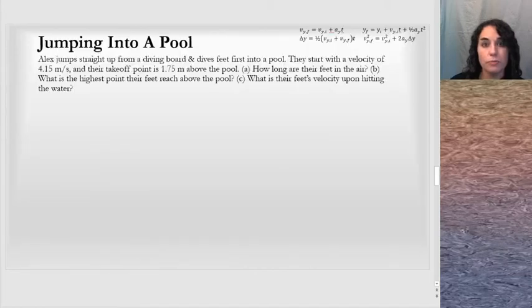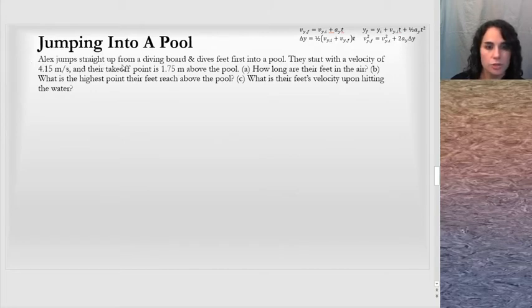The example problem I picked is very typical for this type of material, for 1D constant acceleration and free fall. We're asked several parts here. We can see that there's 3 parts. And I'm going to read it so we can get established in the problem.